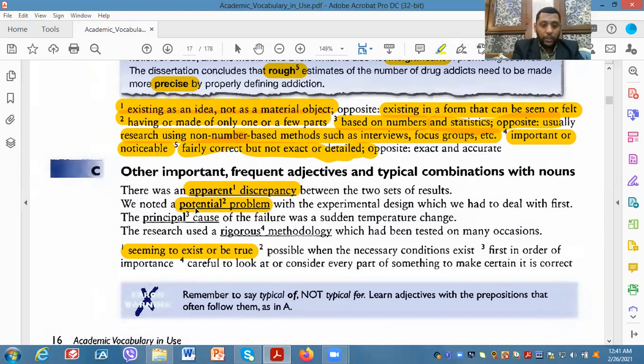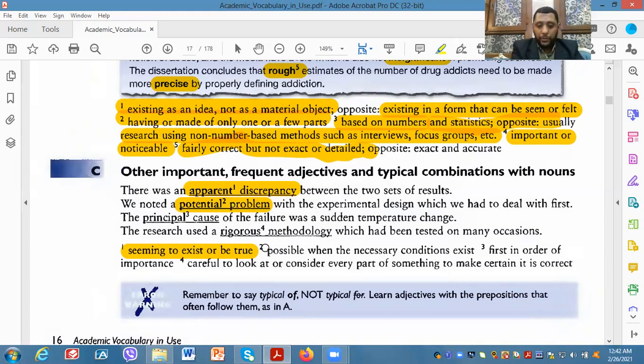Potential is the adjective, right? And the noun is problem. Problem is a noun, okay? But potential is an adjective. So it's a typical combination between an adjective and a noun. So we noted a potential problem with the experimental design, which we had to deal with first.